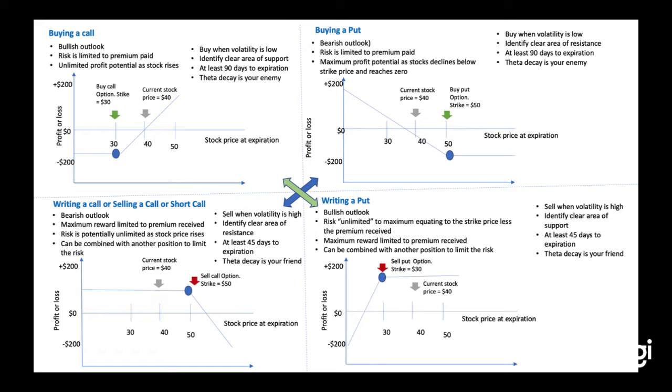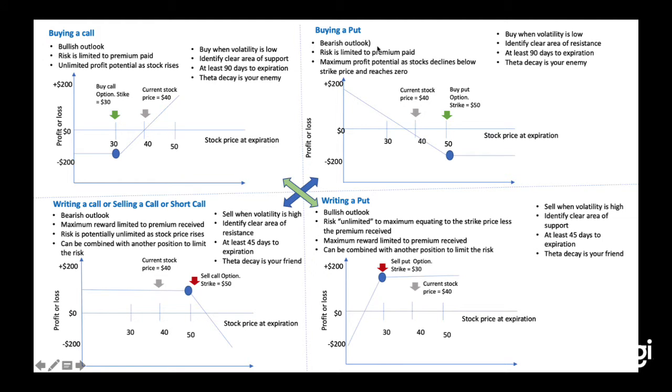There's one more terminology. And to reduce the risk, you could combine this with another position. For example, you could sell a vertical spread instead of a simple put. And you have to make sure the volatility is high when you sell a put option, and you have to identify a clear area of support so that it does not go below that support, and make sure you got at least 45 days to expiration. And the theta decay is your friend. As the time elapses, you'll keep accruing your profit.